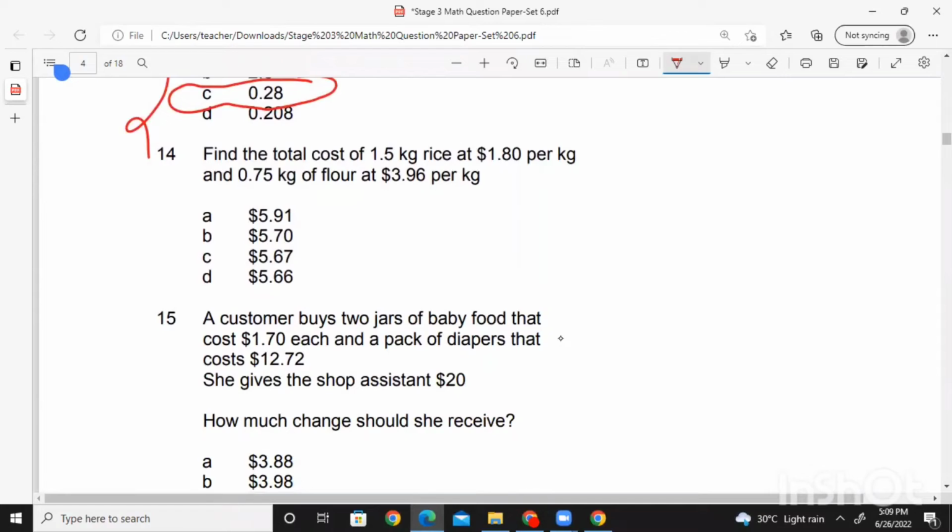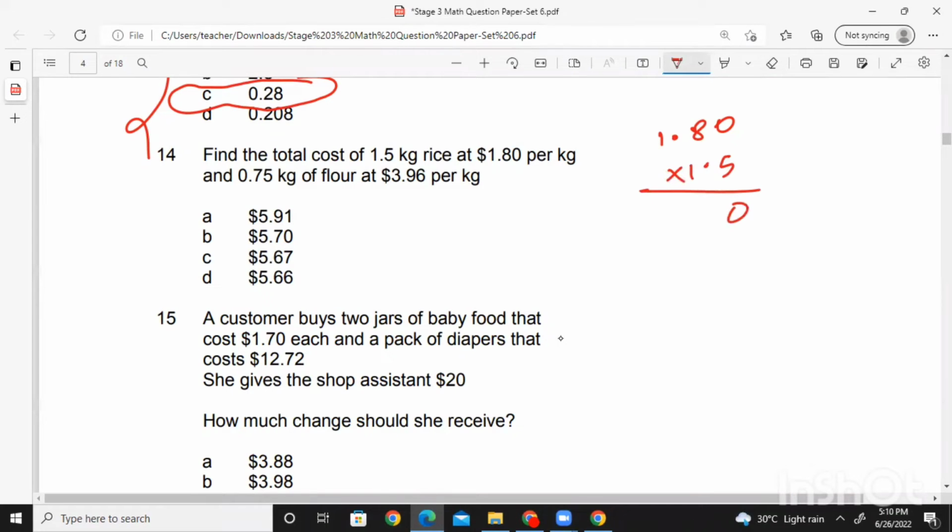Find the total cost of 1.5 kilograms of rice at $1.80 per kilogram and 0.75 kilograms of flour at $3.96 per kilogram. So all we're going to do is apply some multiplication again. And we're talking multiplying $1.80 times 1.5. You don't have to line up your decimal point because we're multiplying. So you just make sure that you make a note of what's going on.